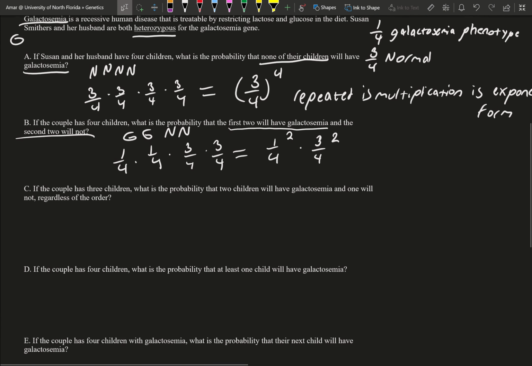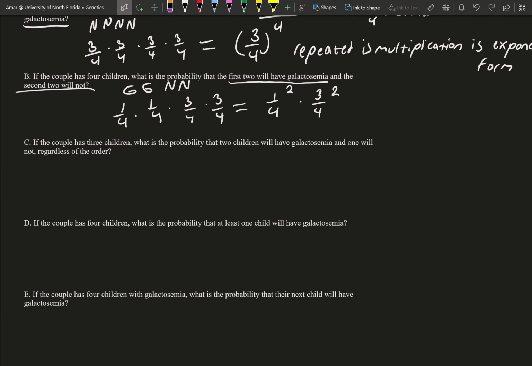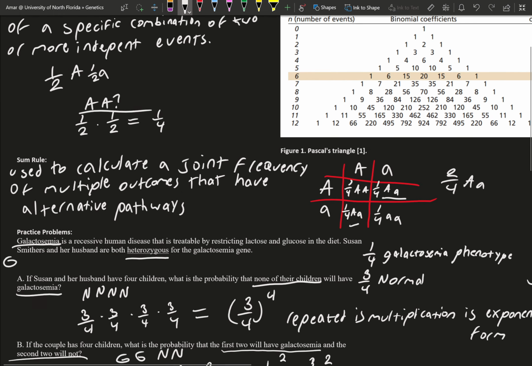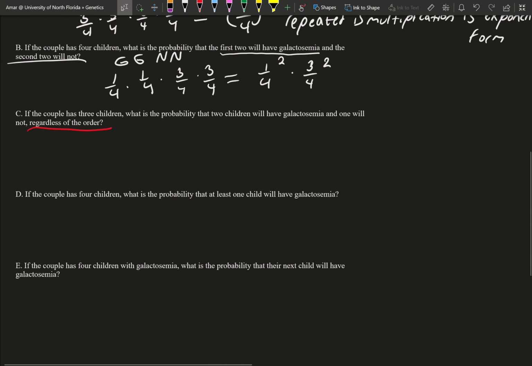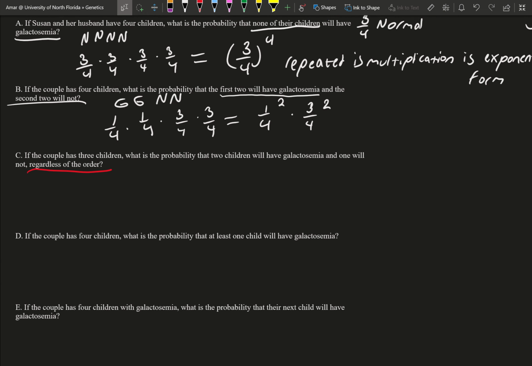So then we get to a point where the question is asking you, regardless of order, and typically this is a sign that you should use the sum rule, because remember what the sum rule is used for? It's used to calculate a joint frequency when you have multiple alternative pathways that get to the same exact outcome. So what you have to do is figure out what are the possible pathways where you have 2 children that have galactosemia and 1 that does not.